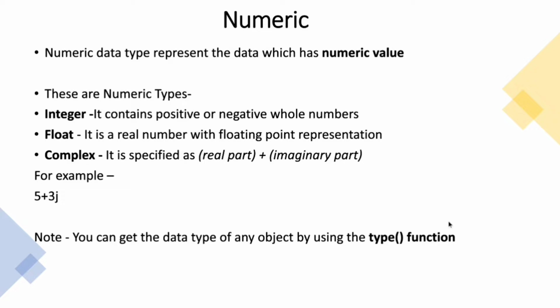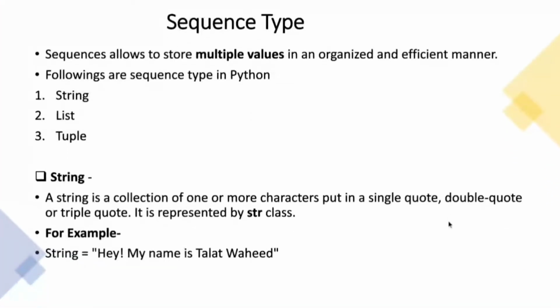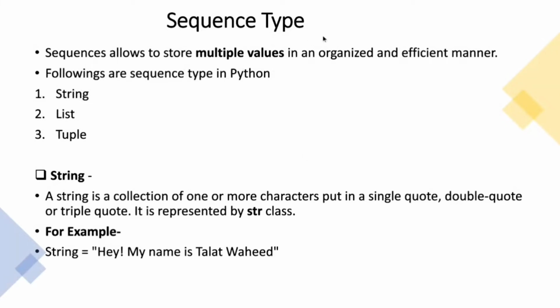Let's see our next topic: sequence type. It allows multiple values in an organized way. These are the types of sequence type: string, list, and tuple. Strings in Python are arrays of bytes representing Unicode characters. For example, string is equal to "Hey, my name is Talat." This is in text form, so this is called a string. It is represented by the str class.